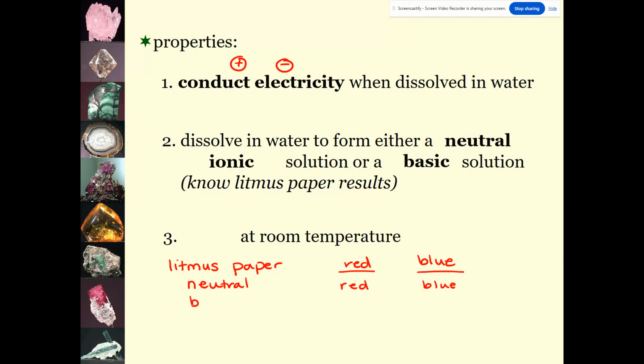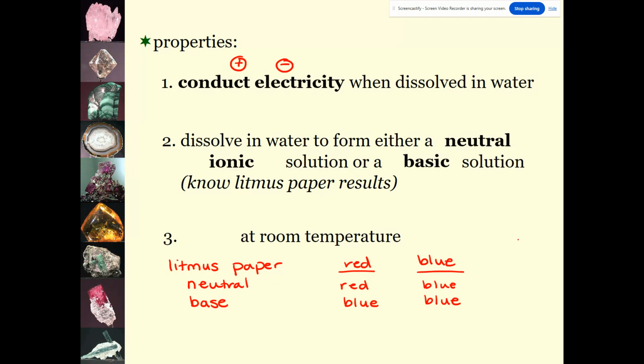If, however, you have a base, your solution is slightly basic or very basic, it's going to turn the red paper blue and the blue paper will stay blue. So if they're both blue, think of B for blue, B for base, then it's going to be a basic solution.